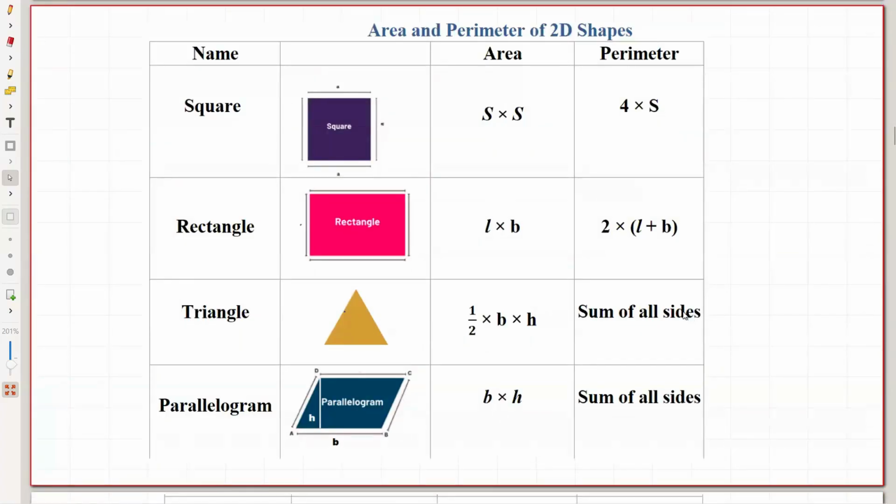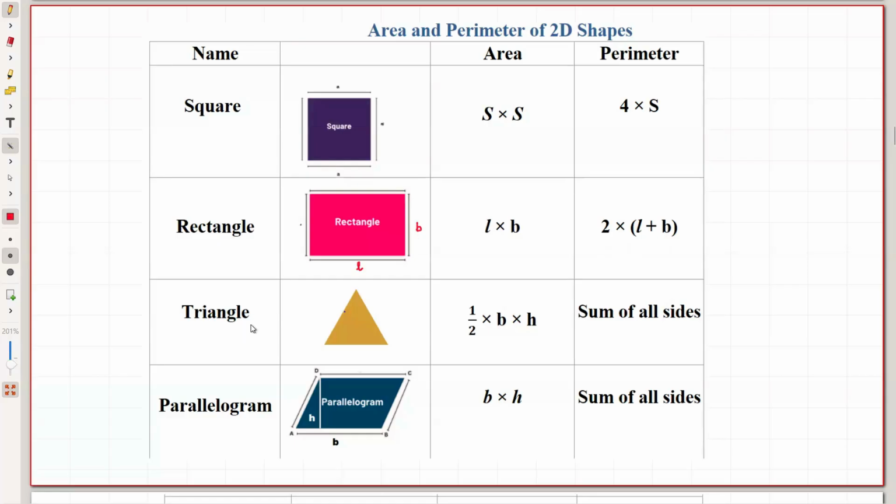For two-dimensional shapes, the first one is the square. Area of the square is side into side. The perimeter is 4 into side. Area of the rectangle is length into breadth. If this is the length and this is the breadth, then L into B is the area of the rectangle, and the perimeter is 2 times L plus B.